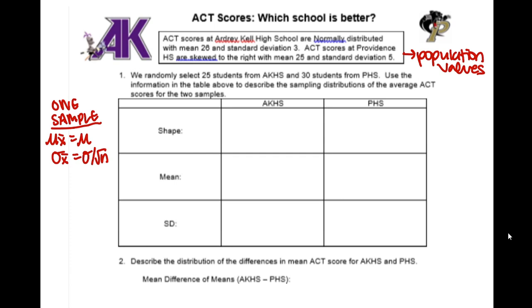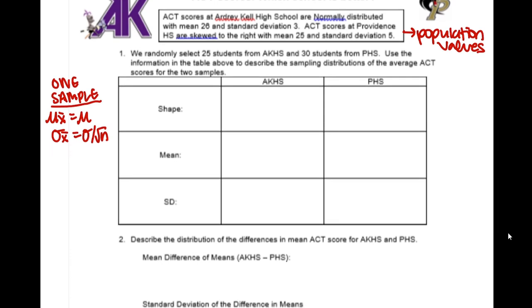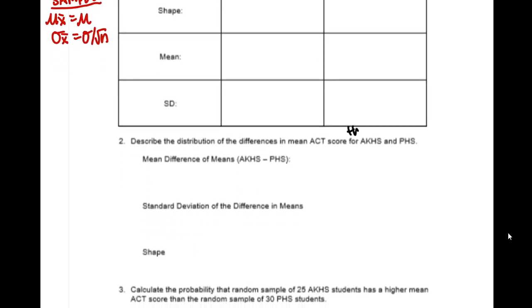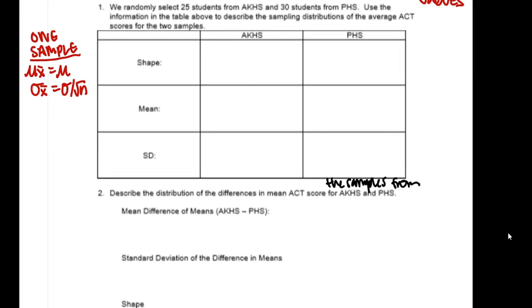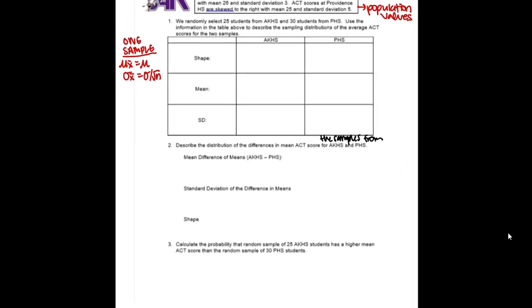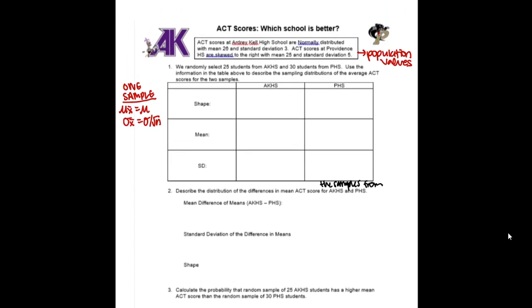So go ahead, and on number 2, I just want to add a little extra note. Describe the distribution of differences for the samples from AKHS and PHS. So I want you to use the samples from number 1 to do number 2 and then number 3. So pause this video, give it a try. Remember our rules from last class and from Unit 4 or Chapter 6 when you're combining distributions that we did the other day as well.